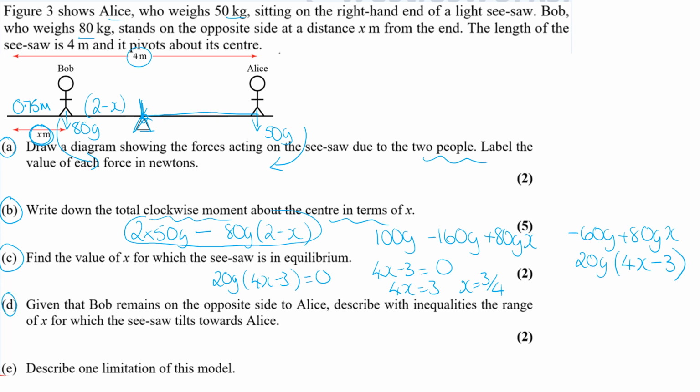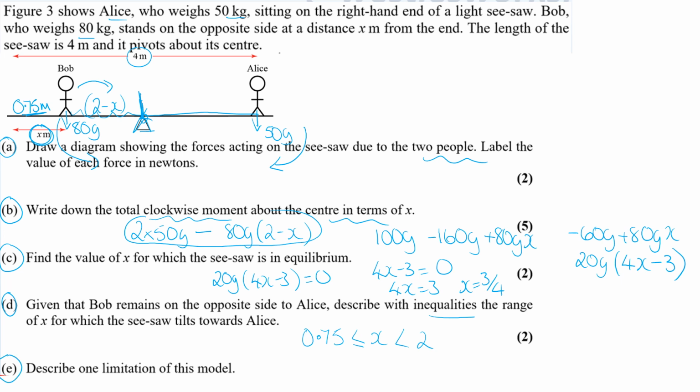For part D, given that Bob remains on the opposite side to Alice, describe with inequalities the range of x for which the seesaw will tilt towards Alice. Now it's going to tilt towards Alice if Bob moves forward towards the pivot, and we're restricted because he's got to be on the other side. So if x gets bigger than 0.75 but doesn't get any bigger than 2, it's going to tilt towards Alice, because the moment going anti-clockwise will be reduced as that distance will be reduced. So the inequality is that Bob will have to be between 0.75 and 2 meters away from the end. So that's how we write the inequality in terms of x.